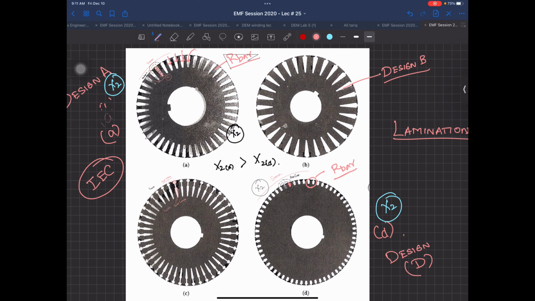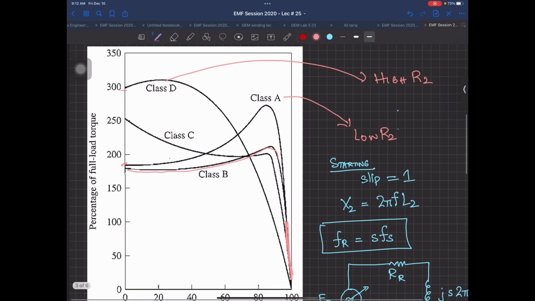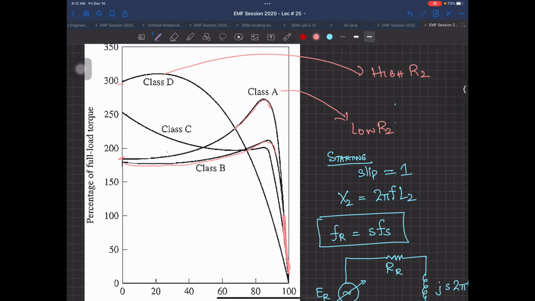For example, I'm not asking you to memorize this, because sometimes in an interview you are asked about design class A versus design class B versus design class C. I'm not going to ask this in the exam, but sometimes they ask it in interviews, so you should memorize it for that time also. For design class A, for example, it is written that the pull-out torque is 200 to 300% of it. If you go back to this diagram, you can see it is in this range over here. So you can easily see that your pull-out torque is in that region.